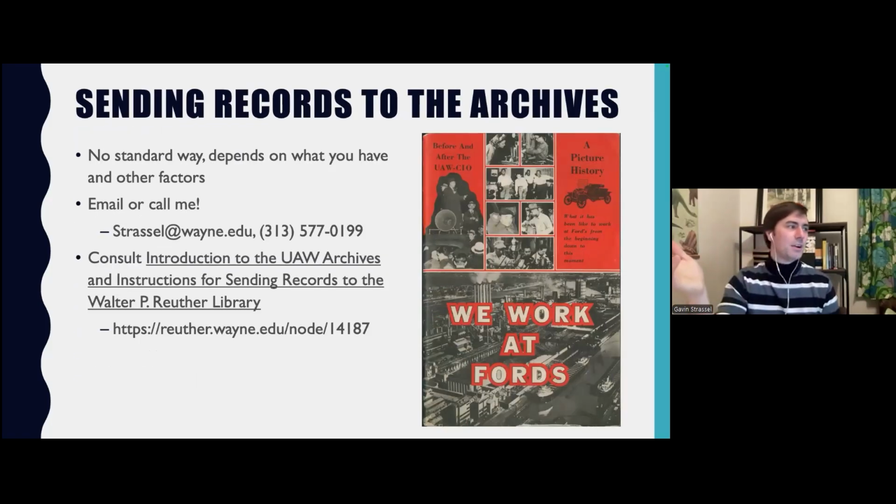This is the last part of my presentation, and it's about sending records to the archives. There's no standard way to do this, and really it's going to require a consultation between you, other people from your local, and me, the archivist. So the first step would be to reach out to me. I have my contact information here, but set up a Zoom meeting so we can chat about the logistics, what to keep, how to send it, things like that. But if you just want to see what the basic process is like, that document I mentioned earlier, the Introduction to the UA Archives and Instructions for Sending Records to the Library, is really great. So I would recommend that.